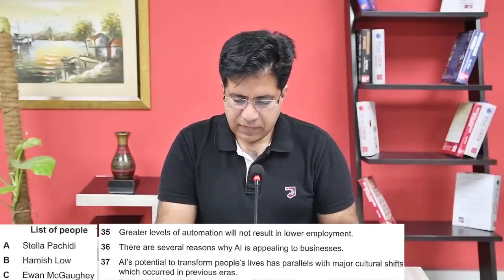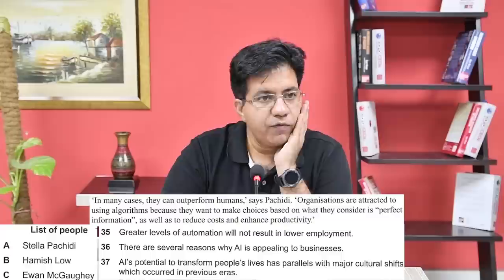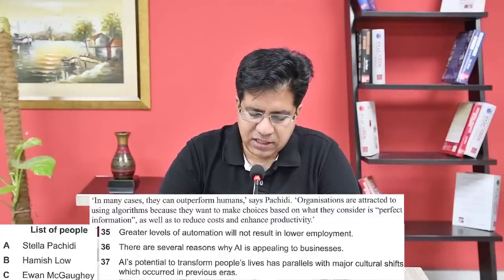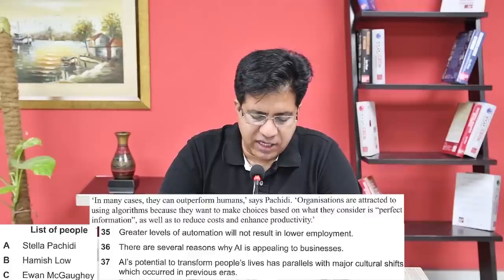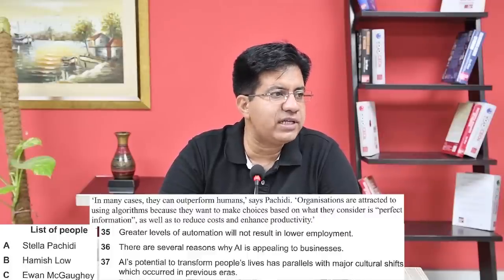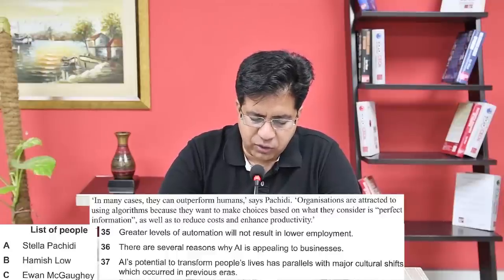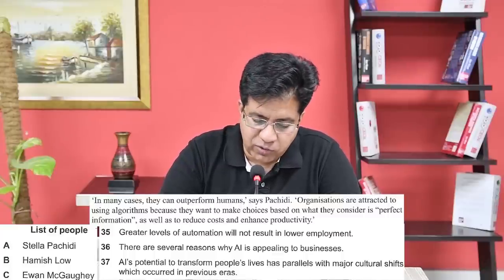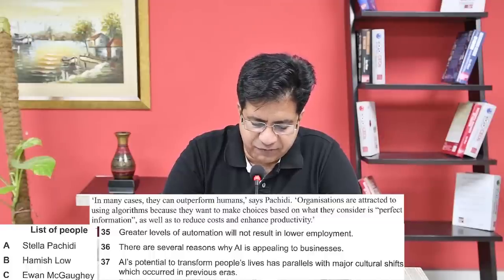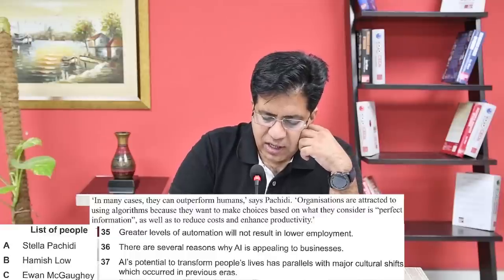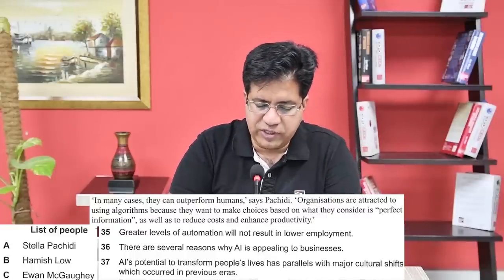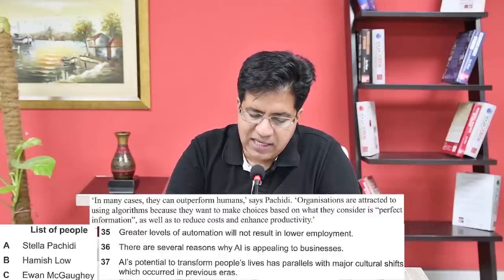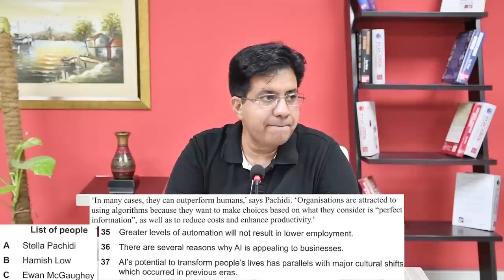Please come to the third paragraph. We read about that already. Third paragraph. In many cases, they can outperform humans, says Pekidi. Organizations are attracted to using algorithms. Algorithm is another word for artificial intelligence. Organizations are attracted to using algorithms because they want to make choices, because means reasons why they want to use. They want to make choices based on what they consider is perfect information, as well as reduce cost and enhance productivity. These are three reasons. So who said that? That is said by Stella. For question number 36, there are several reasons why AI is appealing to businesses. The correct answer is A. Clear?